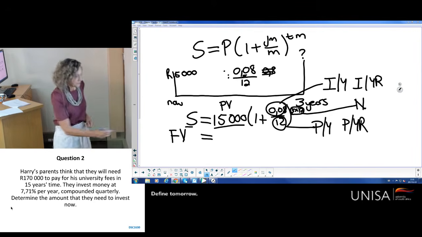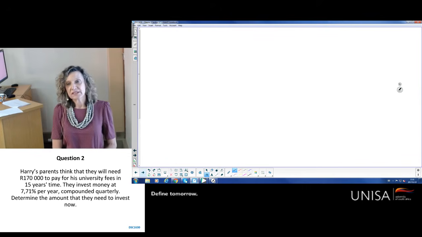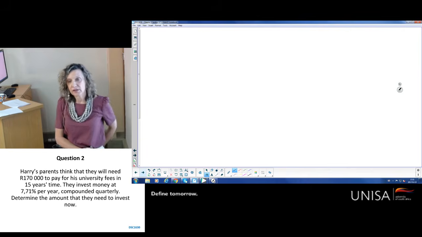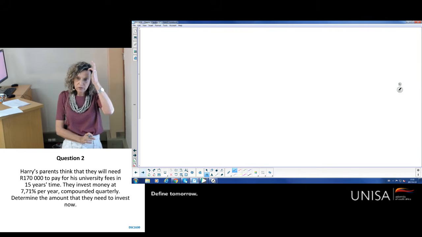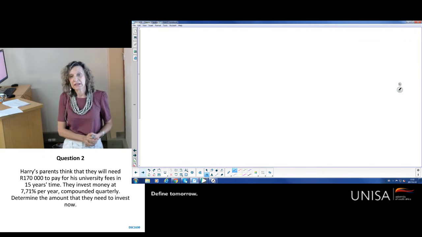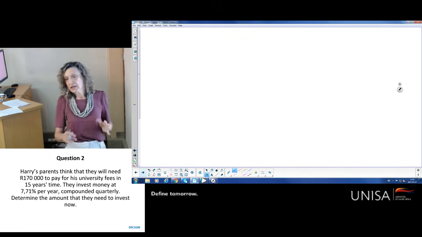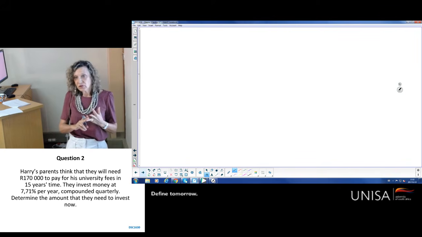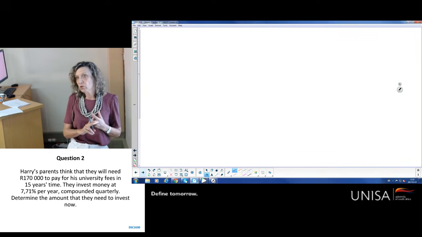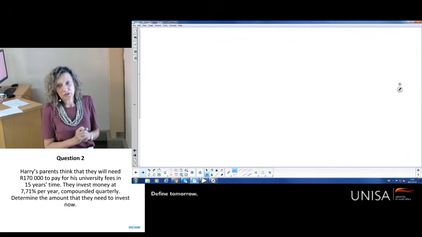Okay, next one. Let's look at this one. Harry's parents think that they will need 170,000 to pay for his university fees in 15 years' time. They invest money at 7.71% per year, compounded quarterly. Determine the amount that they need to invest now. Again, is there wording of simple interest? We first got to ID it. No. Simple discount? No. But there's the word compounded quarterly, right? So in this instance, again, we're busy working with compound interest.